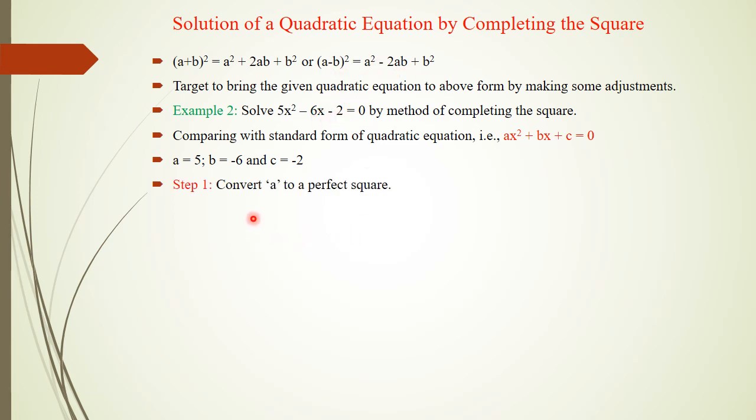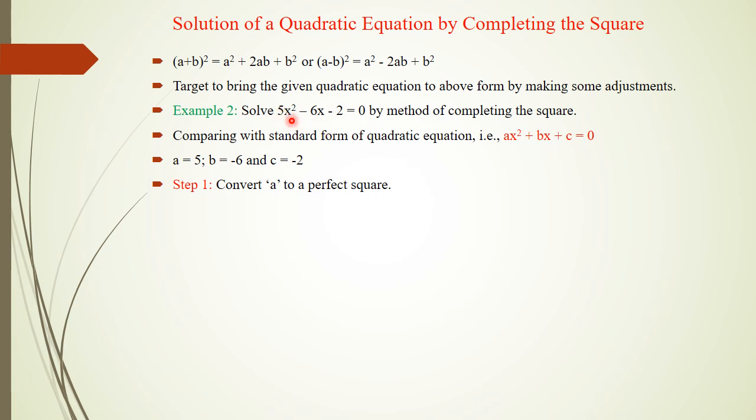What we have to do first, as I mentioned earlier, is look at the coefficient of x square. If this is a perfect square already, then there is no need to take this step. As it is not a perfect square now, first I'll convert this to a perfect square. The nearest perfect square for this 5 is 25, but there is no number which will give me a perfect square when multiplied with 5. Therefore, I'll consider it as 5 only.